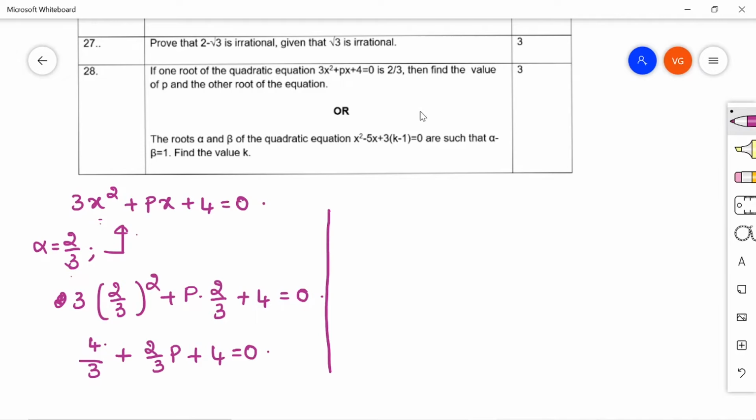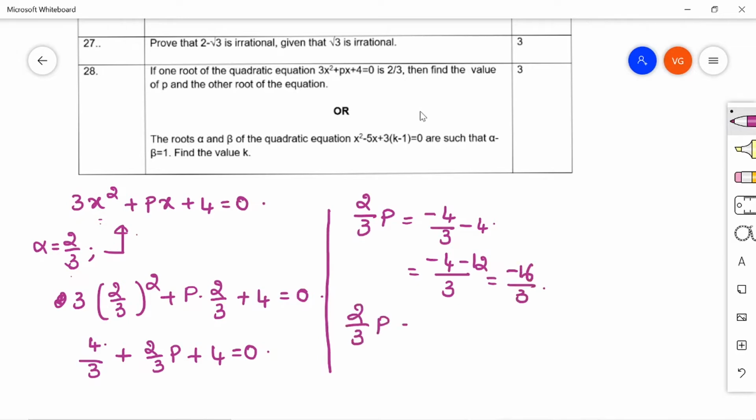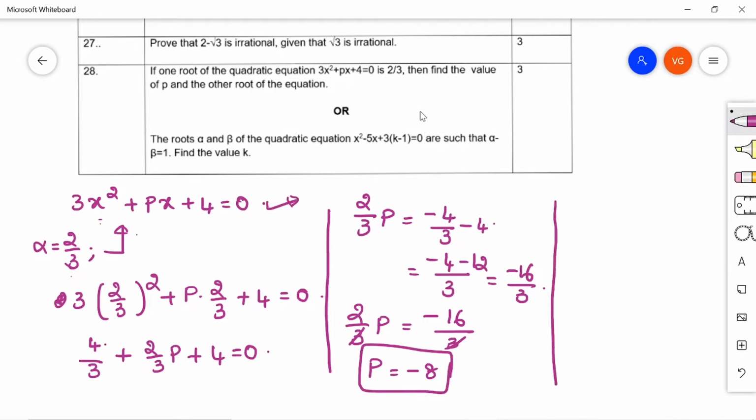Solve the equation for p. So I am keeping only p on one side and the numbers on the other side. Minus 4 by 3 minus 4. Then I am taking LCM, minus 4 minus 12, this is minus 16 by 3. So 2 by 3 p is equal to minus 16 by 3. This will get cancelled. So p is equal to minus 8. So once you get the value of p, substitute it in the quadratic equation. So that will be 3x square minus 8x plus 4 is equal to 0.